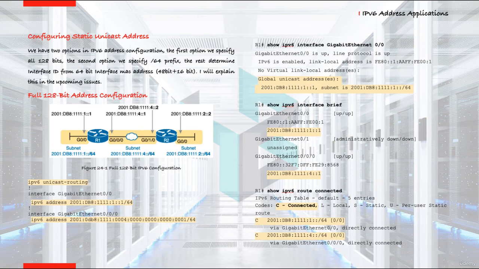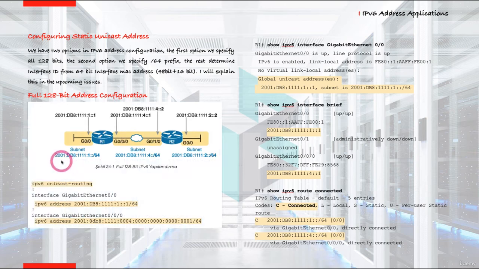Now let's first look at configuring a 128-bit address. First we need to enter the IPv6 unicast-routing command in the router. If we do not enter this, IPv6 routing will not work. First here we have global unicast prefix. Our global prefix is 2001:db8:1111::/64. Here we have 1 subnet ID, here we use 4 subnets, here we use 2 subnets.